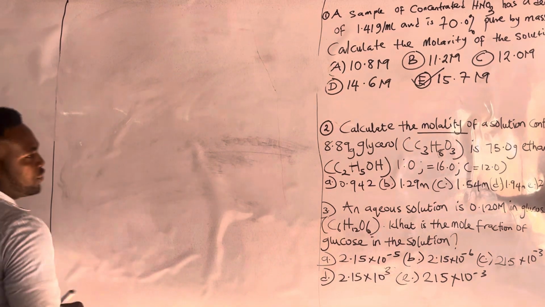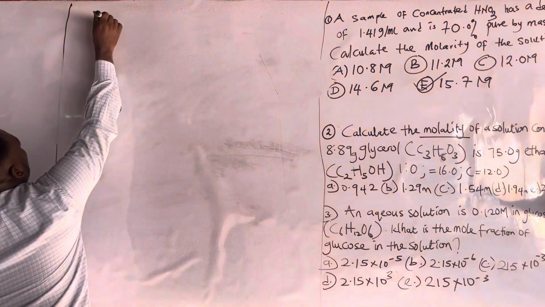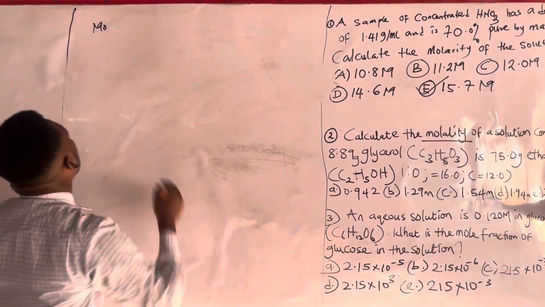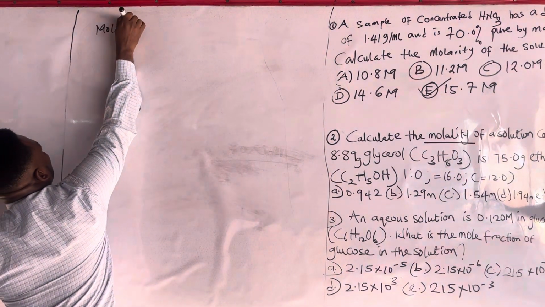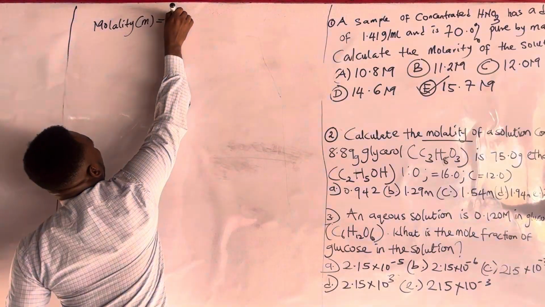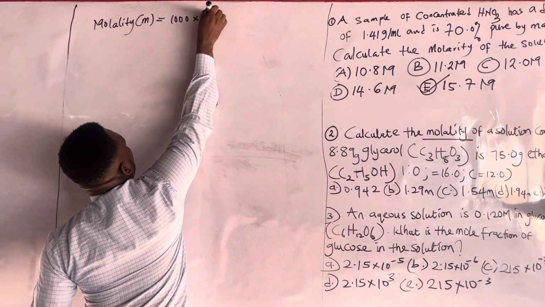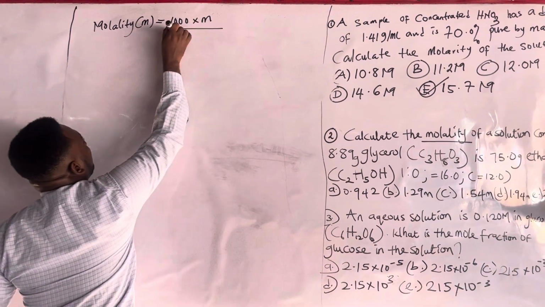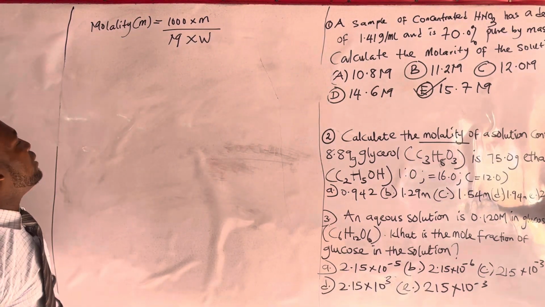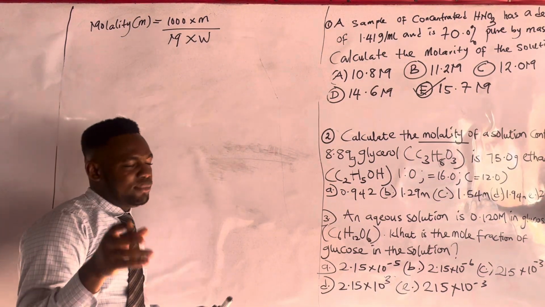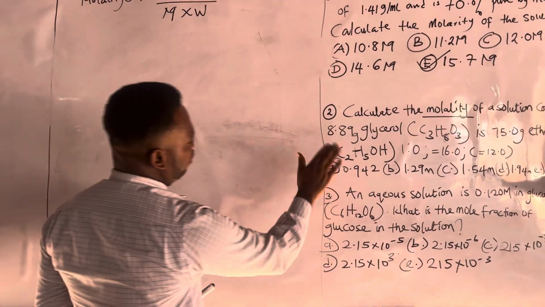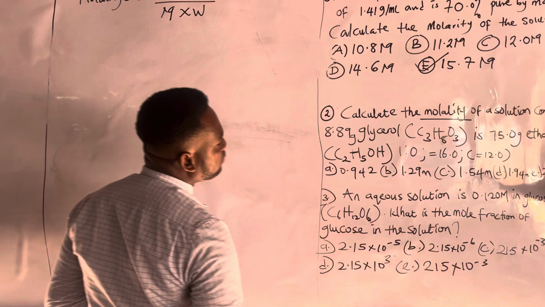Alright, solving question 2, the shortcut formula we use for molality, we said in the second or third video, we said molality, small letter m, is given by 1000 times m over capital letter M times W. And I explained all the parameters in this formula in that video. So here I'll just use this formula to get the answer to question 2 with ease.